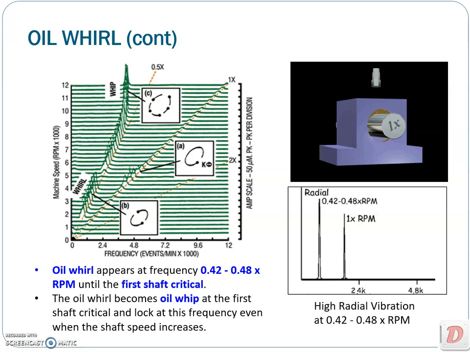So the characteristics of oil whirl and oil whip are subsynchronous components at 0.42 to 0.48 times RPM for oil whirl, and locked at the first critical speed for oil whip. Both can be detected from the radial directions, either vertical or horizontal.